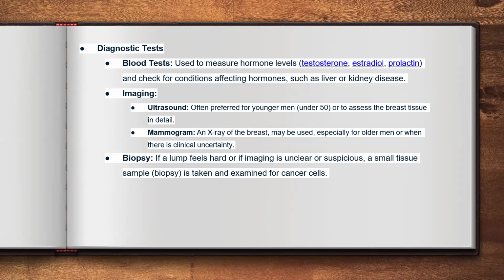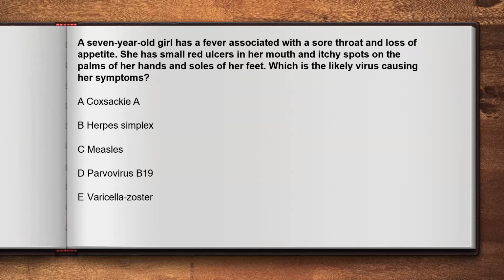Then we do diagnostic tests. Here we don't do a blood test, we do imaging first, ultrasound and mammogram. In younger men, ultrasound is preferred. Mammogram is for older men above 50 and in females above 40 years of age. Females less than 40, we do ultrasounds. Above 40, we do mammography. Males is different. Less than 50, ultrasonography. Above 50, mammography. And then biopsy based on the imaging results.